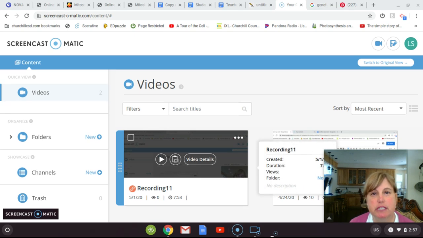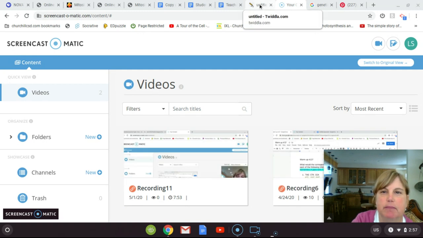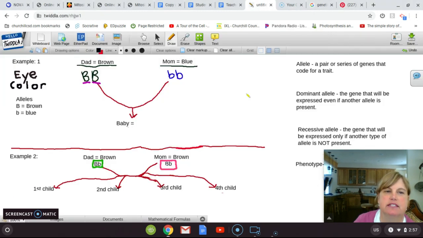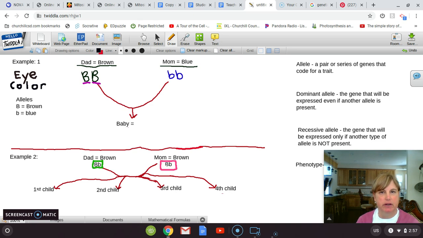Alrighty, so here we go with those examples. This is part two, and we're going to look at the examples. This is on a whiteboard, and I will explain kind of what we have going on here.